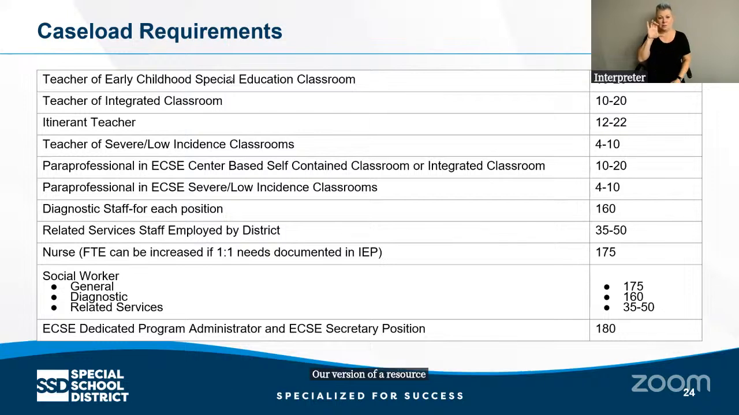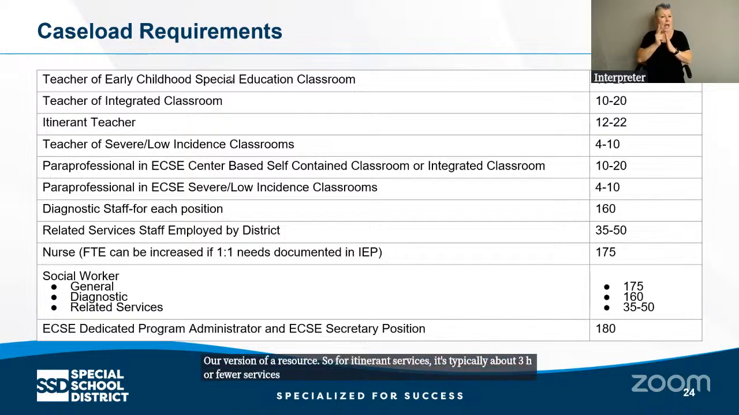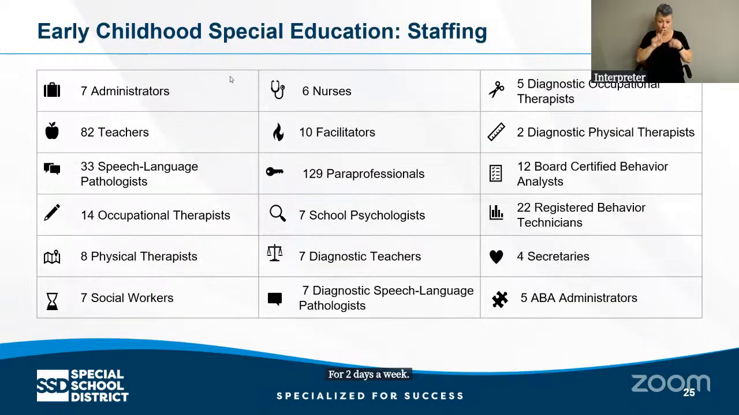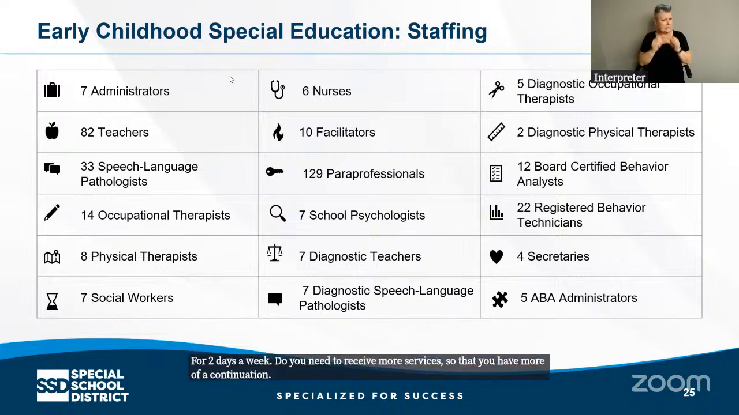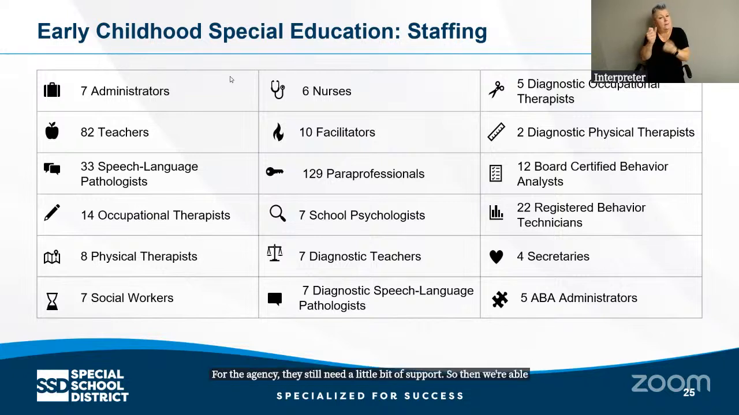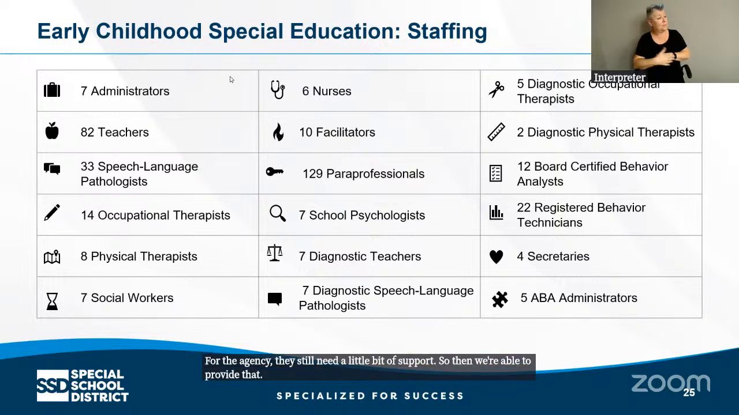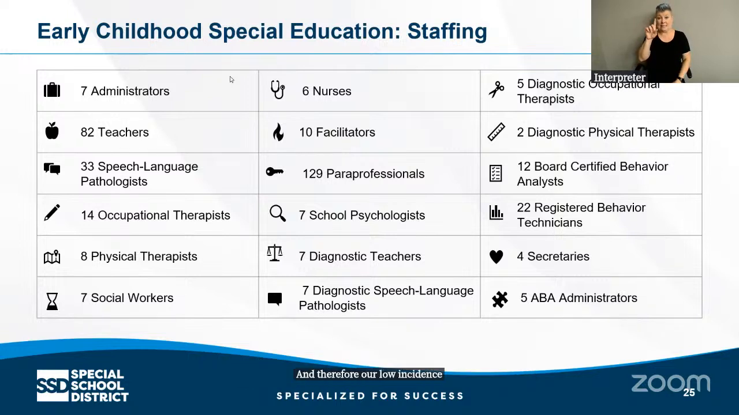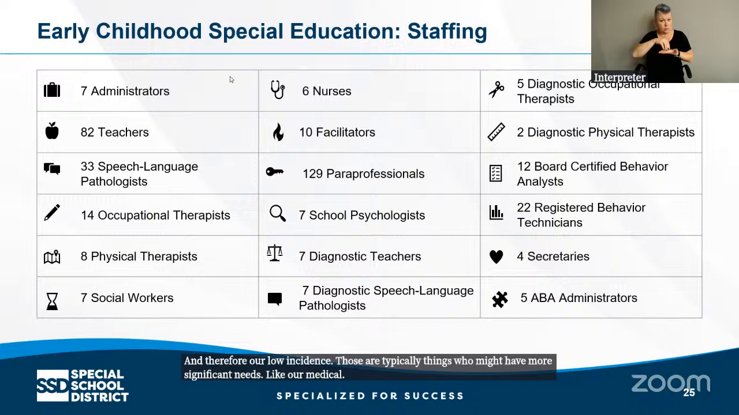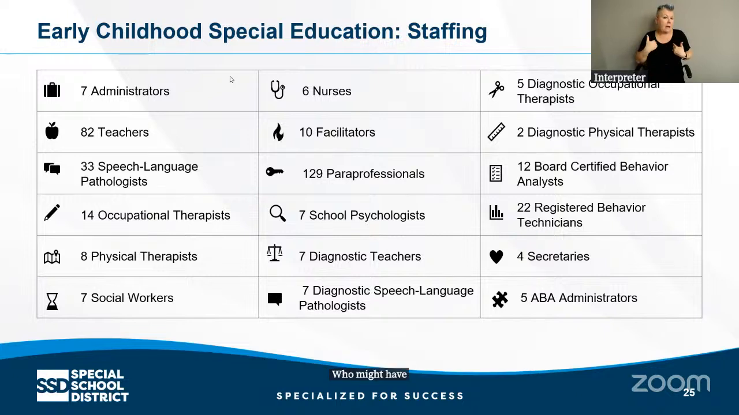For itinerant services, DESE says it's typically about 3 hours or fewer of services. After that, we should consider a classroom setting. So do you need to be in a classroom 2 days a week? Do you need to receive more services so that you have more continuation? These are students who still need a little bit of support, so we're able to provide that. And then for our low incidence, those are typically students who might have more significant needs, like our medically fragile students, or students who might have very intense behaviors. Those will be smaller settings where we are able to provide some of those same supports.